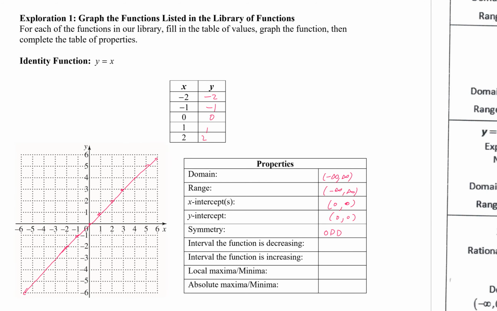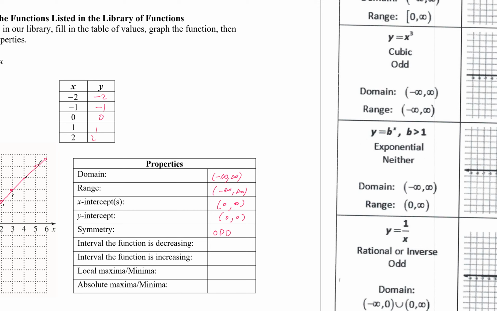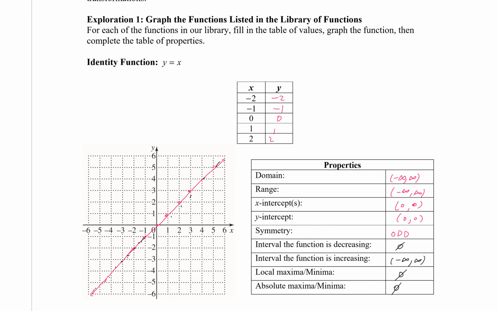Now this is interesting. They're asking for increasing and decreasing, so we might as well go over that. Notice that the linear function, at least as the parent function, is always going up. It's always increasing, never decreasing. It's always going bigger and bigger. So the interval where the function is decreasing: it's never decreasing, but it's always increasing. From -infinity to infinity, it's always increasing. It does not have a local min or max, and it does not have an absolute min or max. You can see that: it goes up forever, goes down forever.